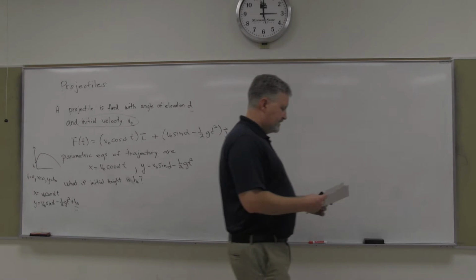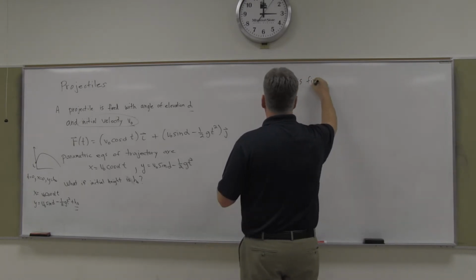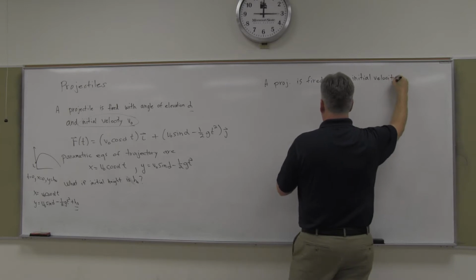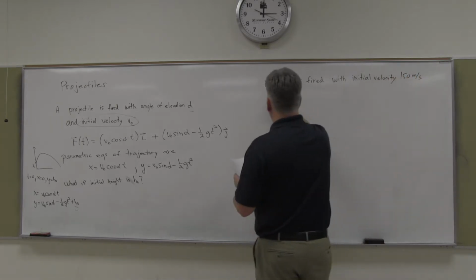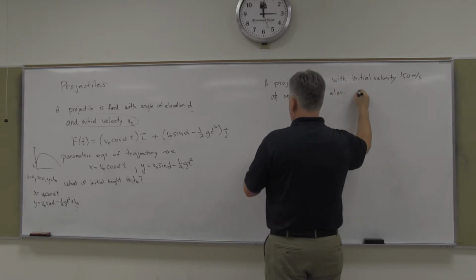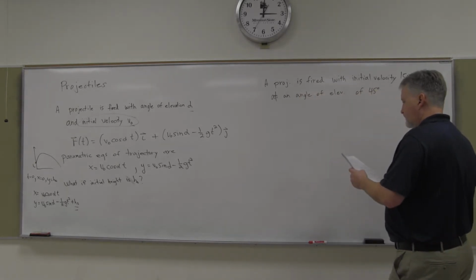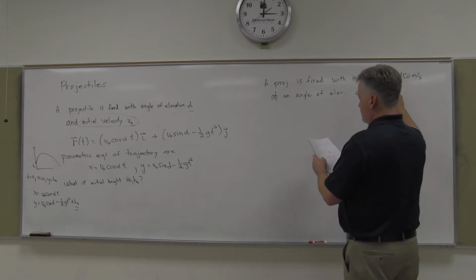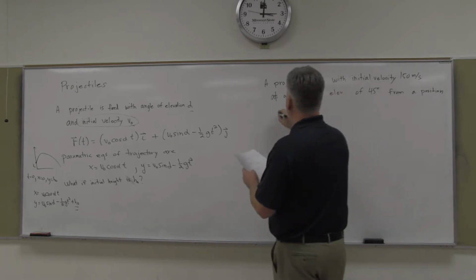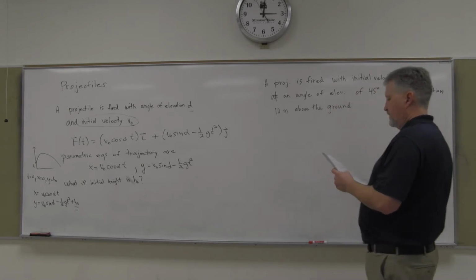All right. So let's say we've got a projectile is fired with initial velocity 150 meters per second, at an angle of elevation of 45 degrees, from a position 10 meters above the ground. Okay.